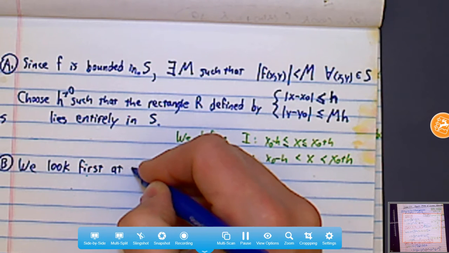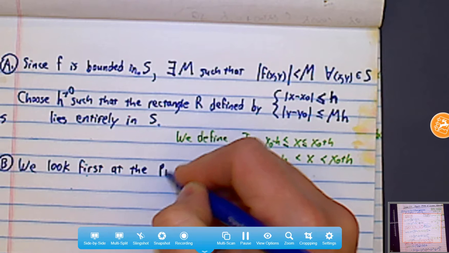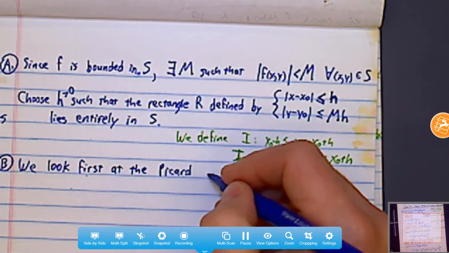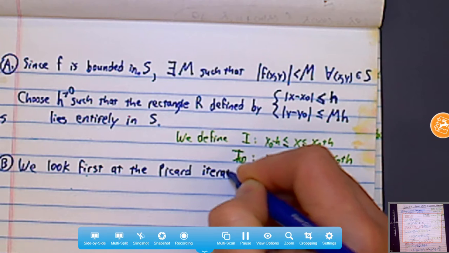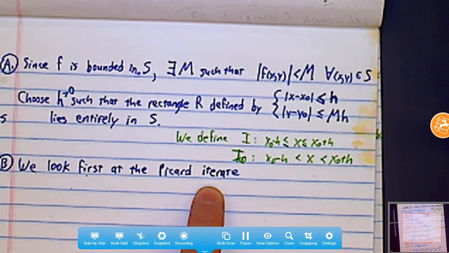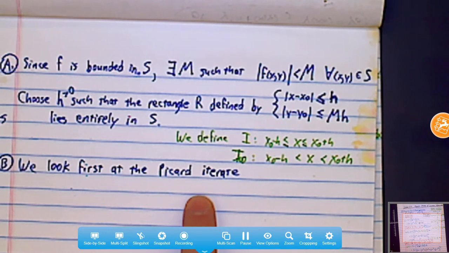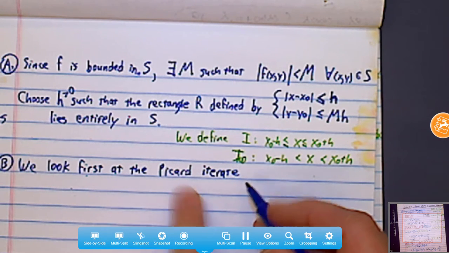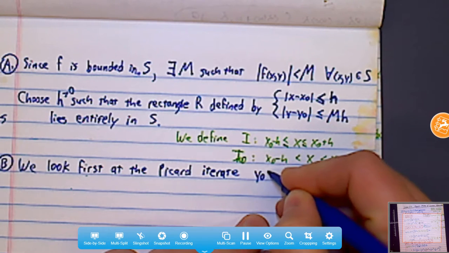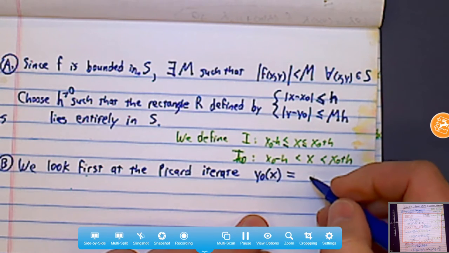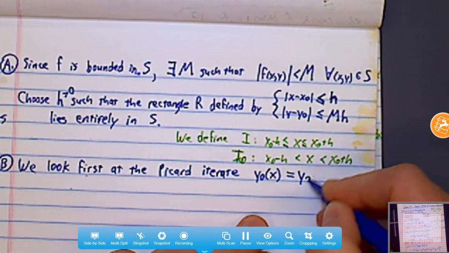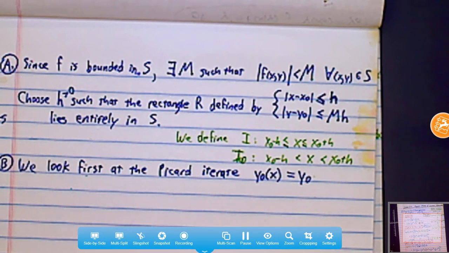So here it is. We look first at the Picard iterate, which is the word that the book uses. You okay if I use that word? You know what reiterate means? Restate. Yeah, let me say it again. No, just kidding. An iterate is something that you do over and over again. So the first Picard iterate, y0 of x, do you remember what it equaled? This. So it's exactly the same as our initial condition, isn't it?